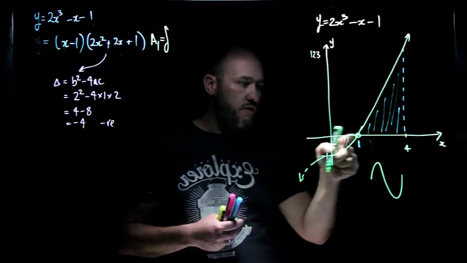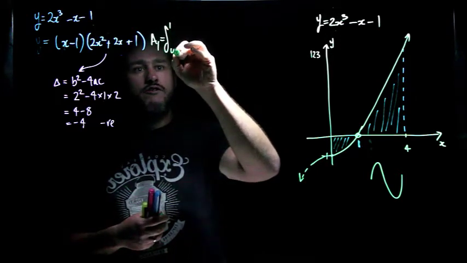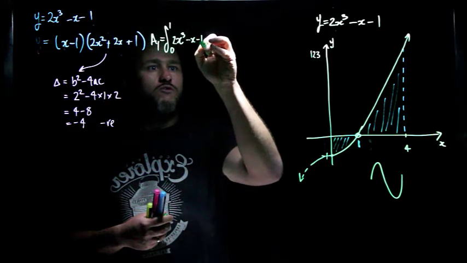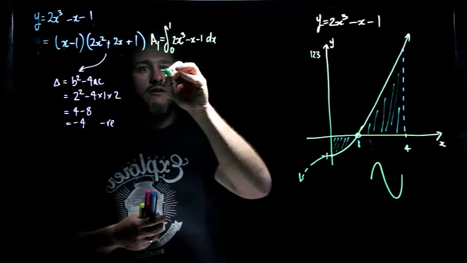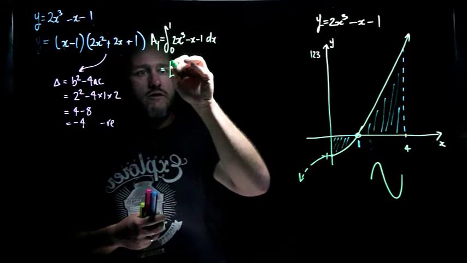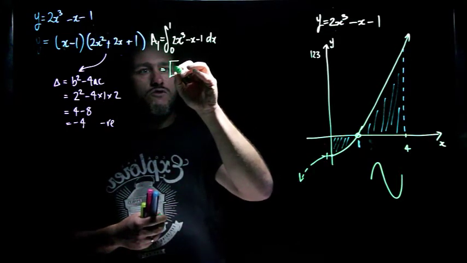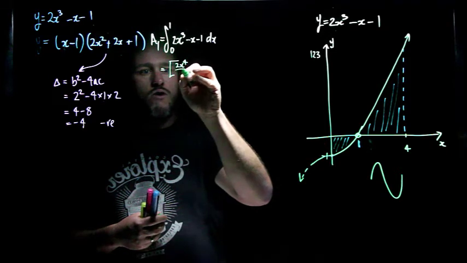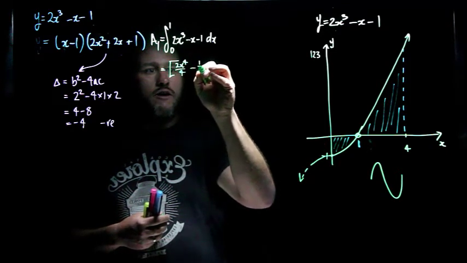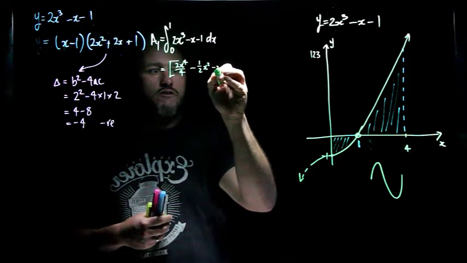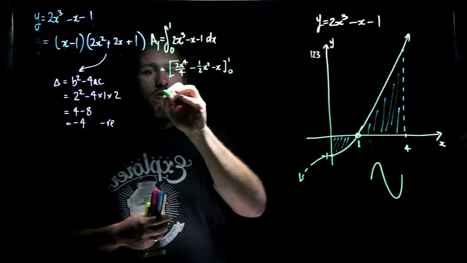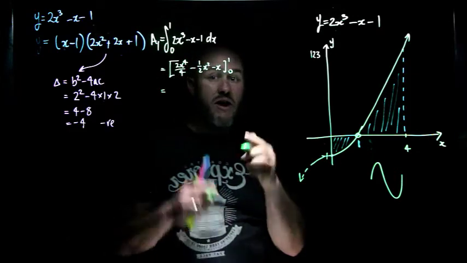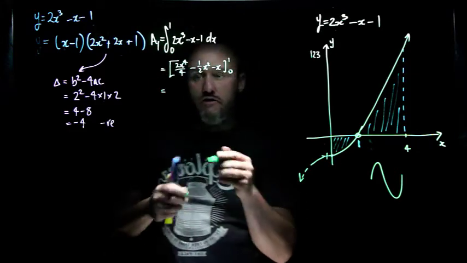Area 1 is going to be here, so it's going to be between 1 and 0 of 2x cubed minus x minus 1 dx, and that will be this. 2x cubed becomes 2x to the power 4 over 4 minus a half x squared minus x between 1 and 0. And when I substitute my 1 and 0 there, 2 over 4 becomes a half. And I don't have to do this integration again later on for area 2.